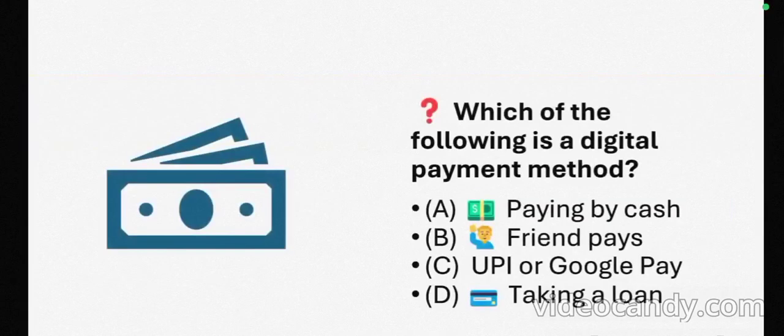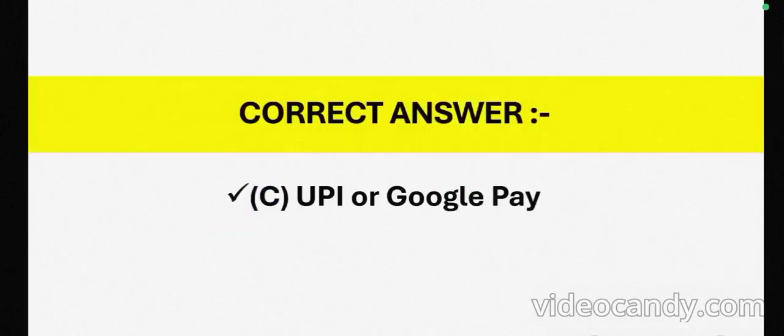Moving on to the second question. Which of the following is a digital payment method? Option A, paying by cash. Option B, friend pays. Option C, UPI or Google Pay. Option D, taking a loan. You might have guessed it right. It's option C, UPI or Google Pay in online banking.